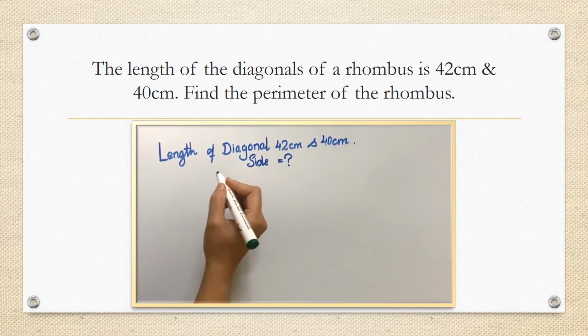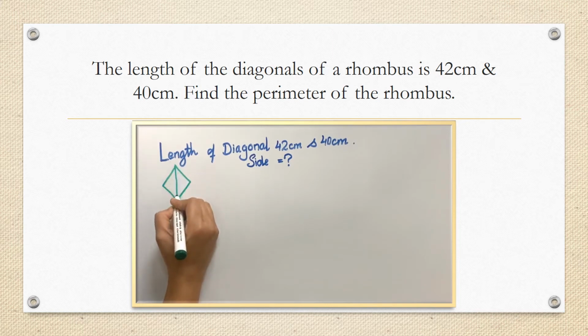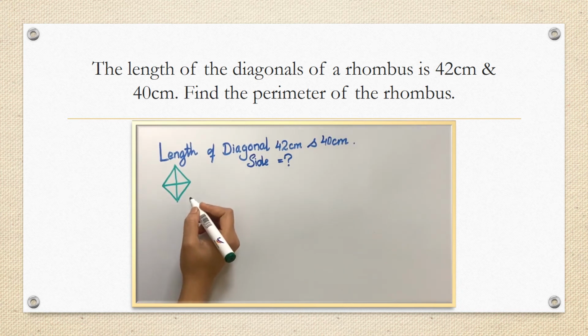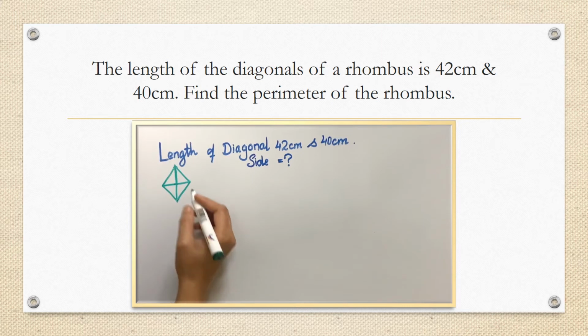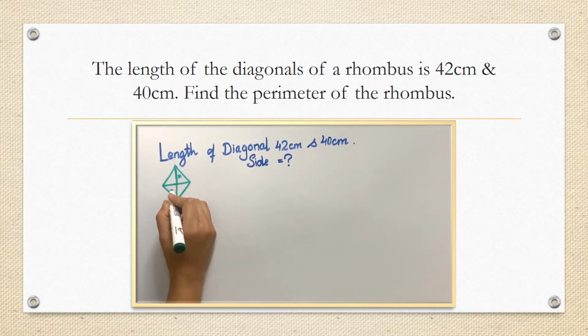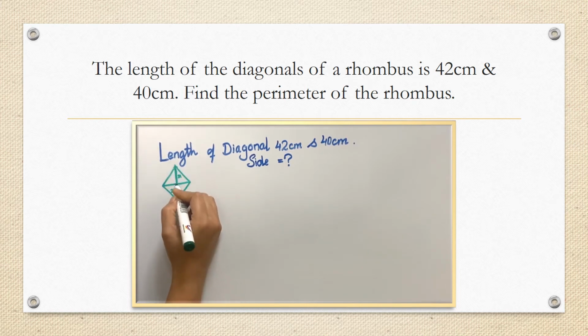The lengths of the diagonals of a rhombus are given as 42 and 40. In a rhombus all the sides are equal, and this diagonal is 42 and the other diagonal is 40. We know the property of the rhombus that diagonals bisect each other. If they bisect each other, it means each divides into two equal parts, here and here equal, and here and here equal. So 42 divided into half, here is 21, this is 21.